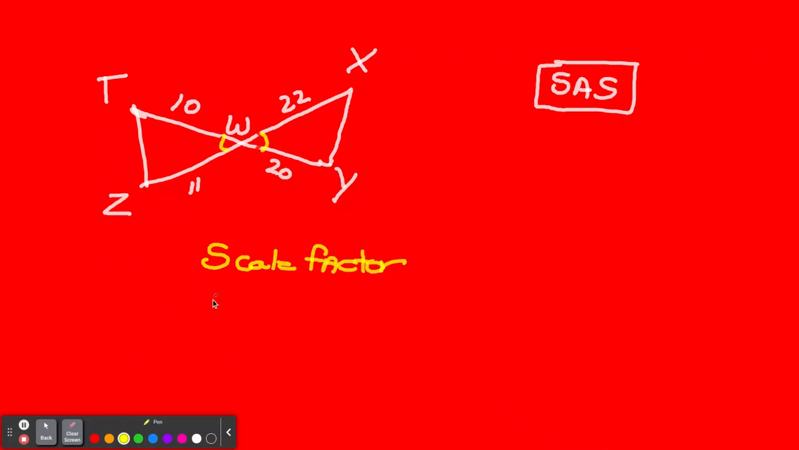So if I look at the smaller side of the triangle, 10, and I usually use a K. Most people use K for the scale factor. We want it to equal 20, the smaller to the smaller on the other triangle. If we just do a little algebra, we know we have a scale factor of 2.